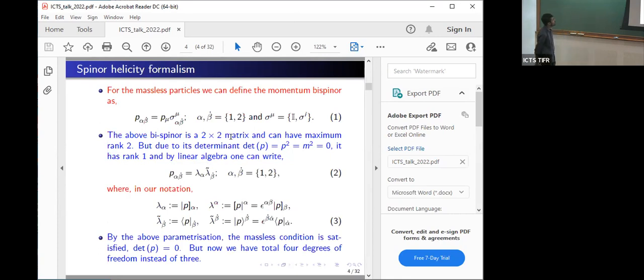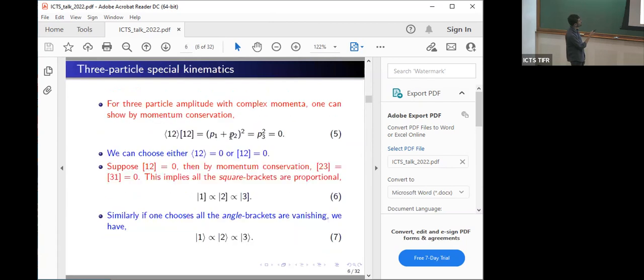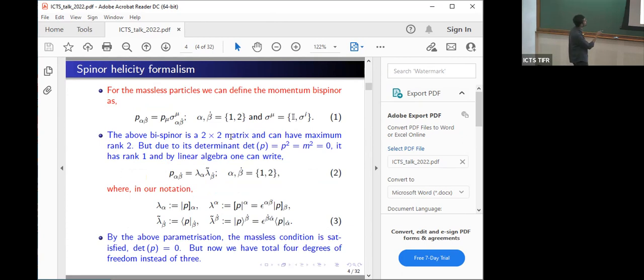Now let me review the massless spinor helicity formalism. For massless particles, we can define the momentum bispinor as p_{αβ̇} = p_μ σ^μ_{αβ̇}, where σ^μ is just the identity and the Pauli matrices, so the zeroth component is the identity, and α, β̇ run over 1 and 2. The momentum bispinor matrix is a 2×2 matrix and can have maximum rank 2, but its determinant is p², which equals m², and in the massless case it is 0, so it has rank 1. By linear algebra we can write this matrix in terms of rank 1 matrices, λ and λ̃.